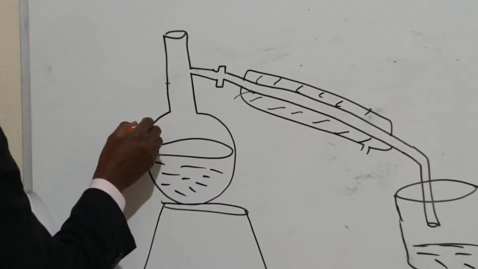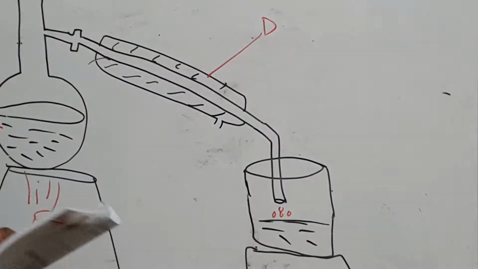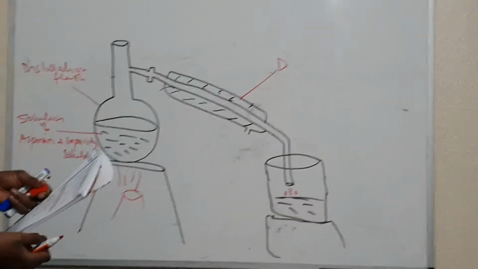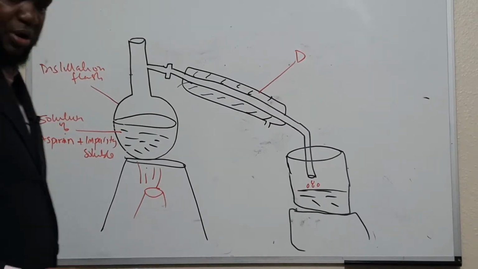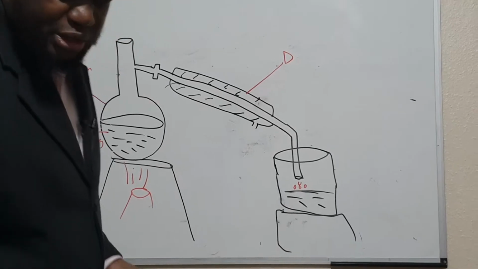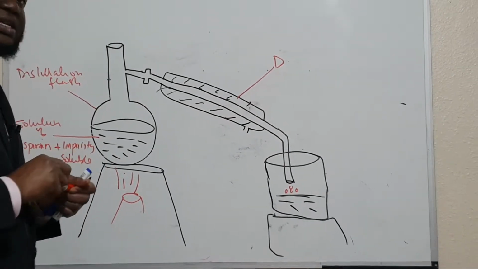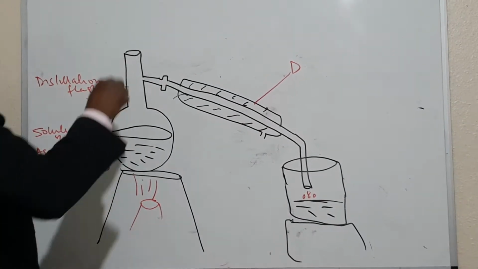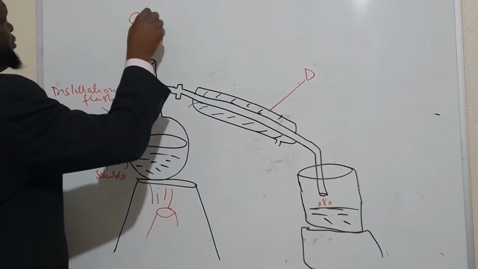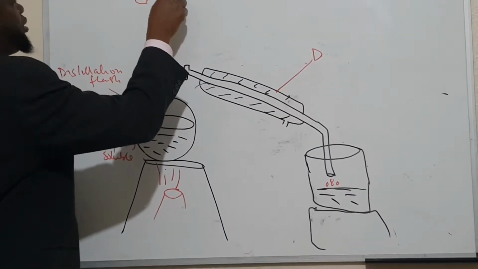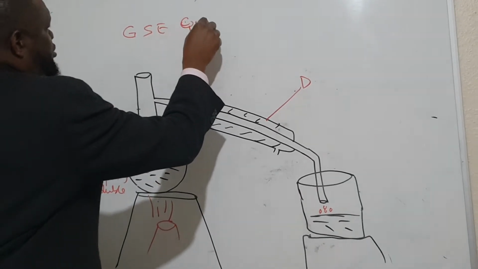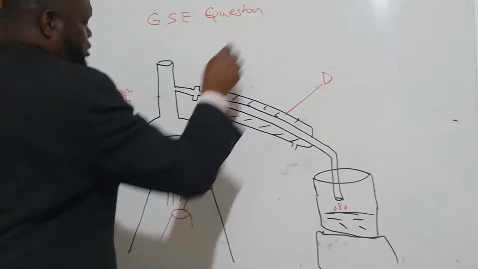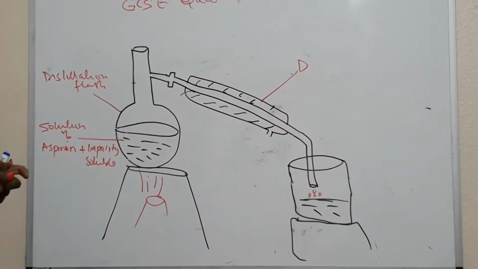Okay, I've completed the diagram now. You can see the diagram looks like what we have looked at in other distillation. Although they are different, this is a GCSE question on distillation.